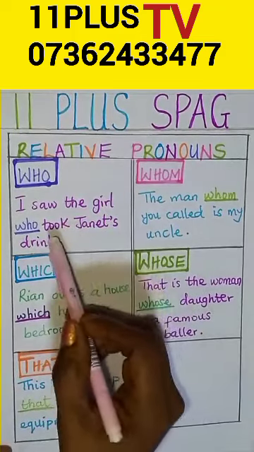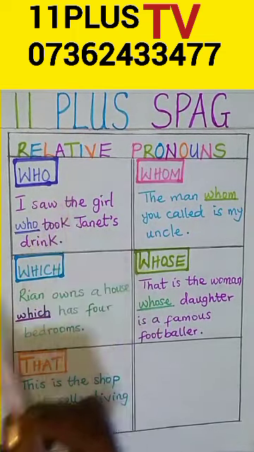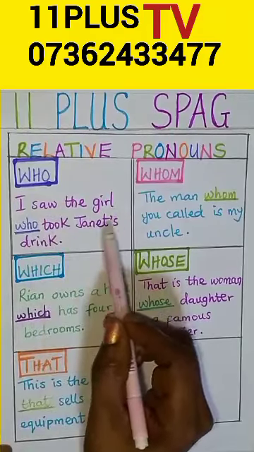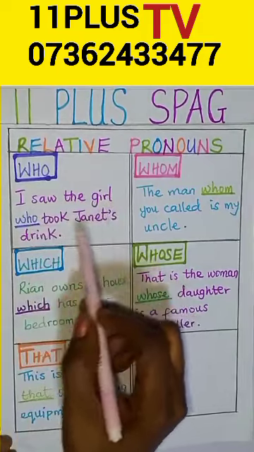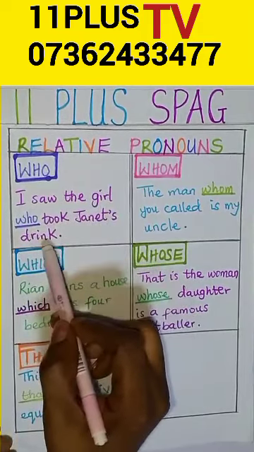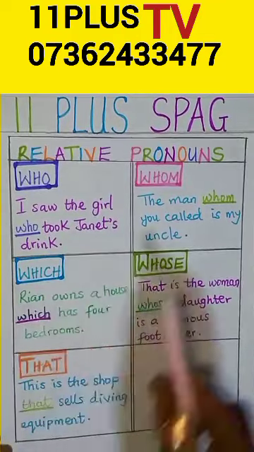Let's take the examples under the types of relative pronouns. Who? I saw the girl who took Janet's drink. Here, who is the relative pronoun. The next one is whom.